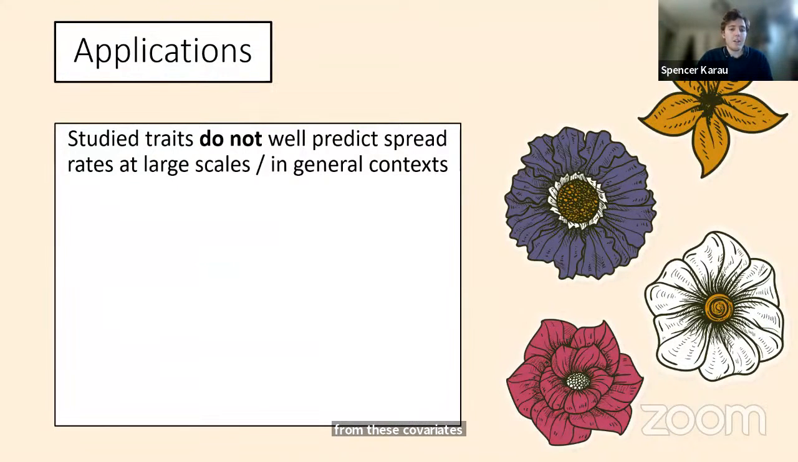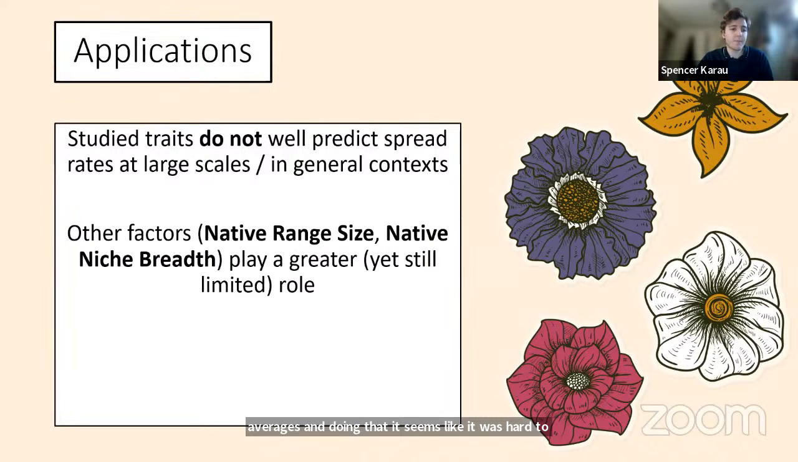So what can we garner from all of this information? Well, it seems that the traits that we looked at, our study traits, do not predict spread rates well at large scales or in general contexts. When we calculated our species averages, we considered species from research that was performed in their native range and in the invaded range. And we aggregated all that data to create species averages. And doing that, it seems like it was hard to see any correlation between a trait and a response variable that was tied to colonization rate.